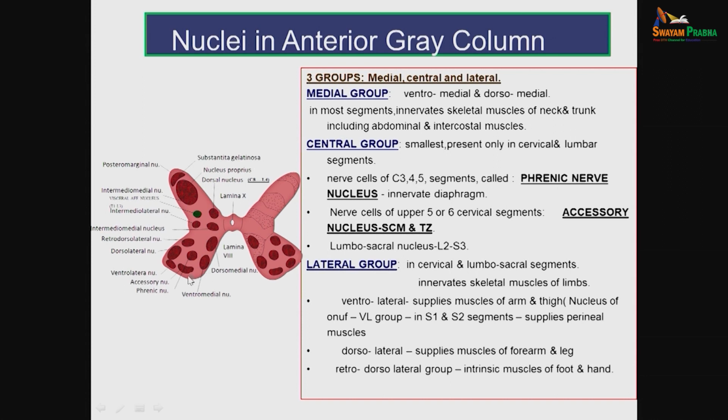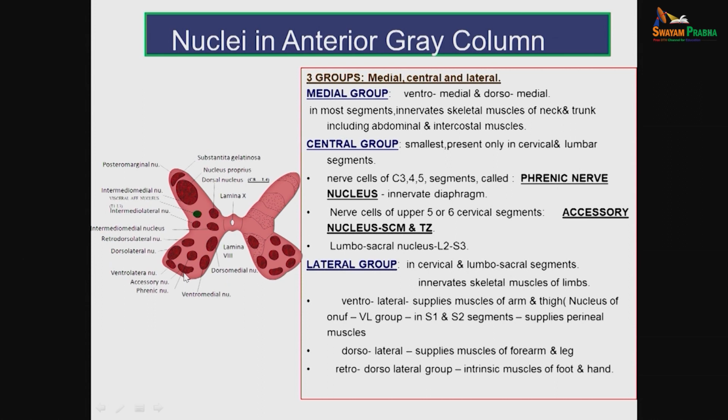I told you this is all motor neurons. The axons from this are going to leave through the ventral root through the spinal nerve. They go and innervate skeletal muscles of the neck and trunk. That is, they supply the abdominal and intercostal muscles, and also muscles which are present in the neck. So, these are the medial group of nuclei which innervate skeletal muscles of the neck and trunk, including abdominal and intercostal muscles.